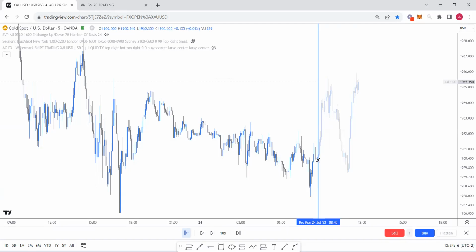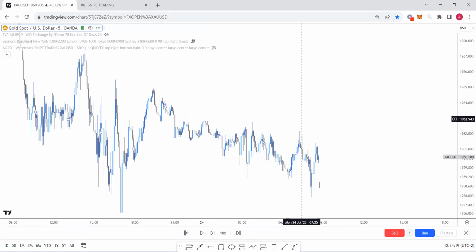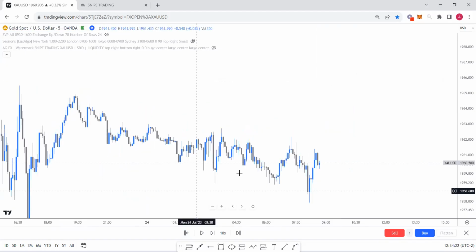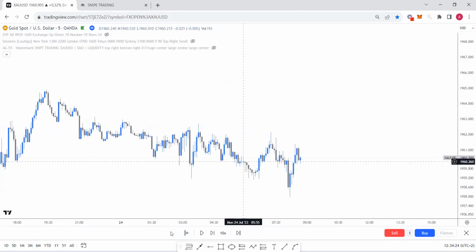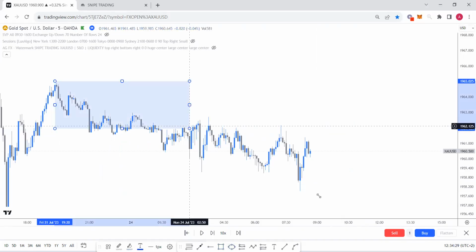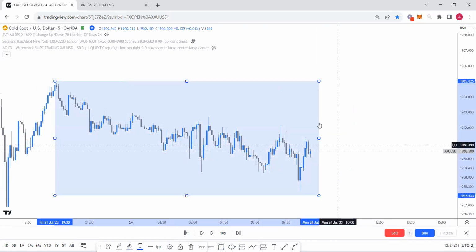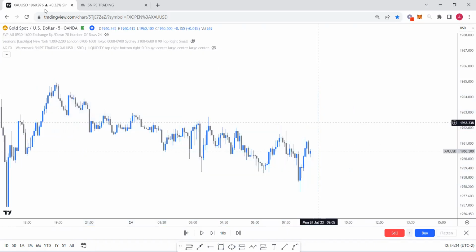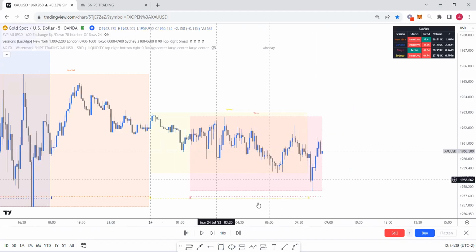If I go right here, okay, price was bearish. If I just grab this zone, okay, right here, price was bearish, okay, and let's have a look at right when London session opened.